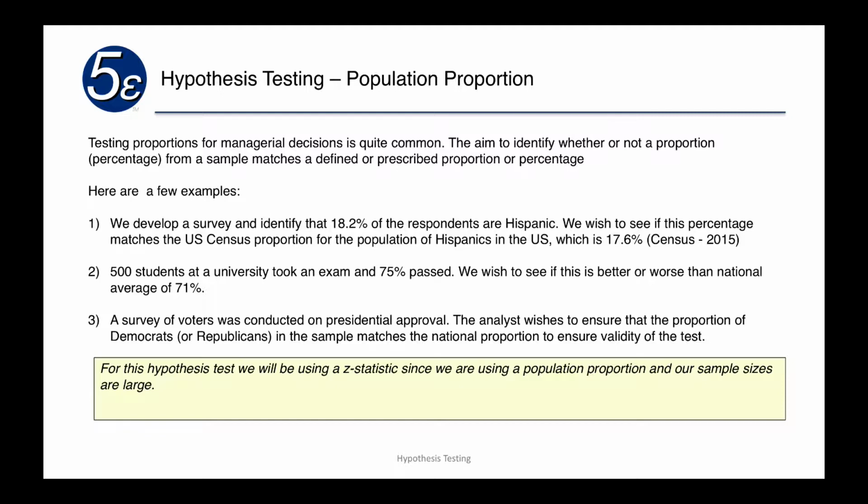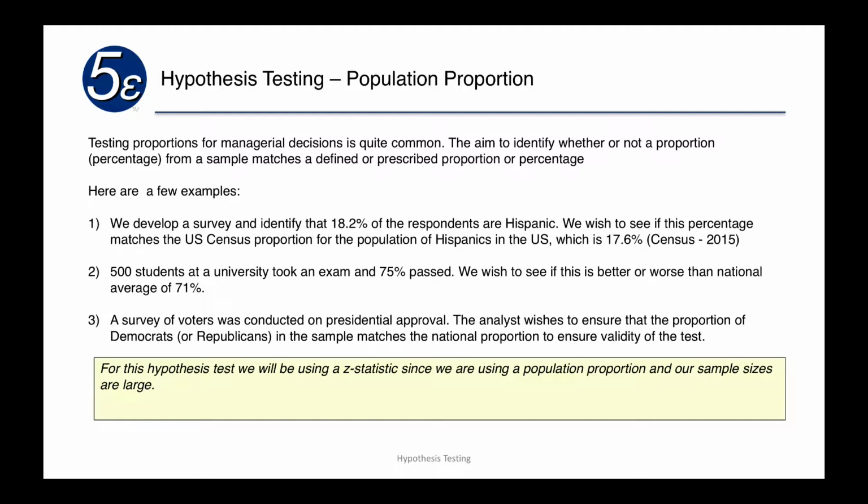We developed a survey and we identified that 18.2% of our respondents are Hispanic. And we wish to see if this percentage matches the U.S. Census proportion for the population of Hispanics in the U.S., which is 17.6 as of Census 2015. Another example might be that 500 students at a university took an exam and 75% passed, and we wish to see if this is better or worse than the national average of 71%.